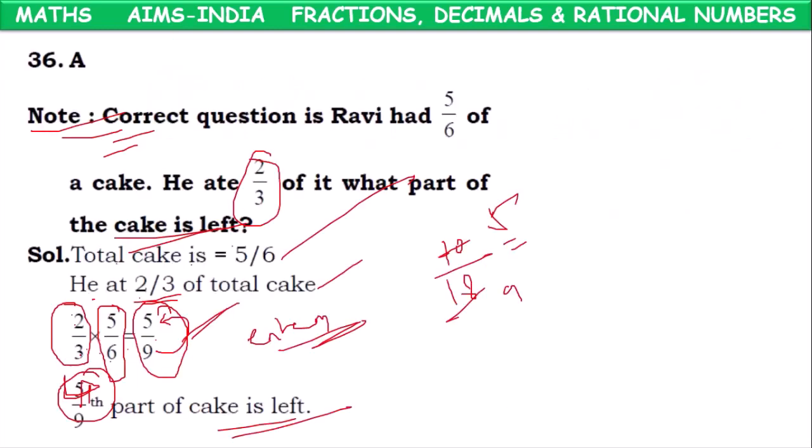So 2/3 of 5/6 is eaten. That means 2 times 5 is 10, 3 times 6 is 18, 2 times 5 is 10, 2 times 9 is 18, so 5/9 part of the cake is eaten. How much part is left? 4/9 part of the cake is left.